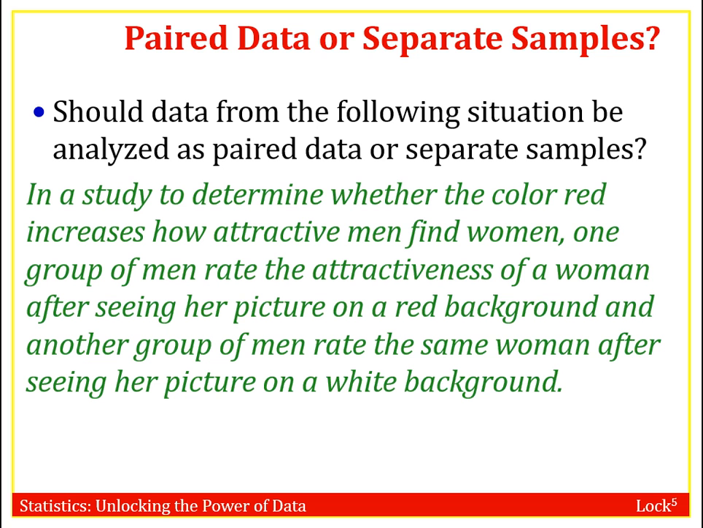This is actually two separate samples. The reason is we have one group of men here, and then we have another group of men. So we have two totally different groups of men. It's not one man seeing a picture with a red background and one man seeing a picture with a white background and measuring the difference. It's two totally different groups of men. So it's two totally separate samples, which would be a differences in two means for this situation.